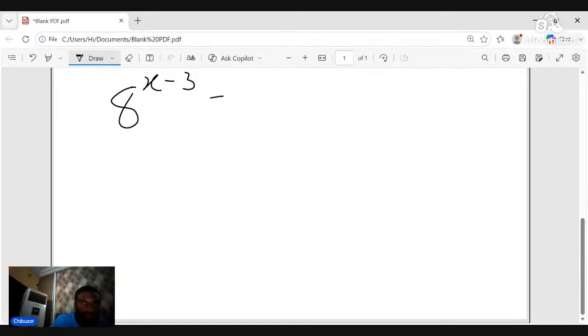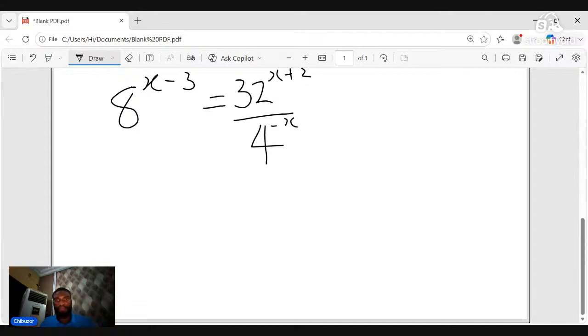It is equal to 32 raised to power x plus 2, divided by 4 raised to power minus x. So let's solve this and see who will arrive at the answer.